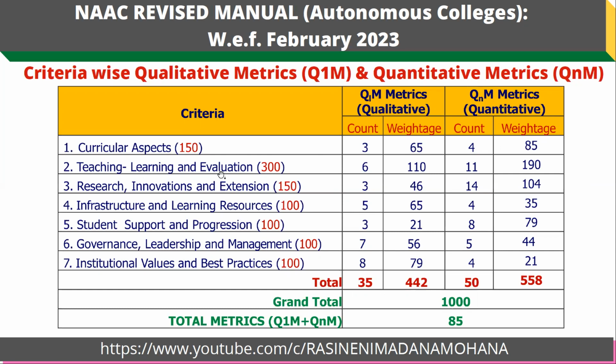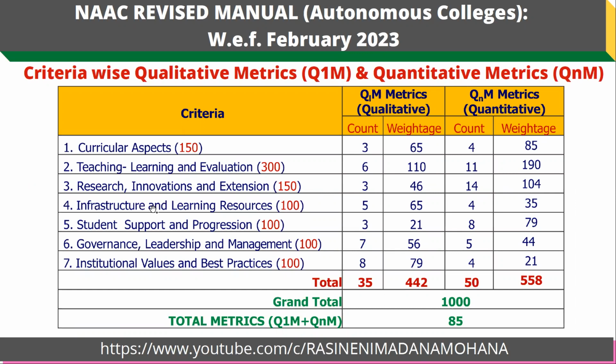Then criterion 2, teaching, learning and evaluation, total weightage is 300, consisting of 60 qualitative matrices with 110 weightage, then 11 quantitative matrices with 190 weightage. Then criterion 3, research, innovations and extension, total weightage is 150, which consists of 3 qualitative matrices with 46 weightage, then 14 quantitative matrices with 104 weightage.